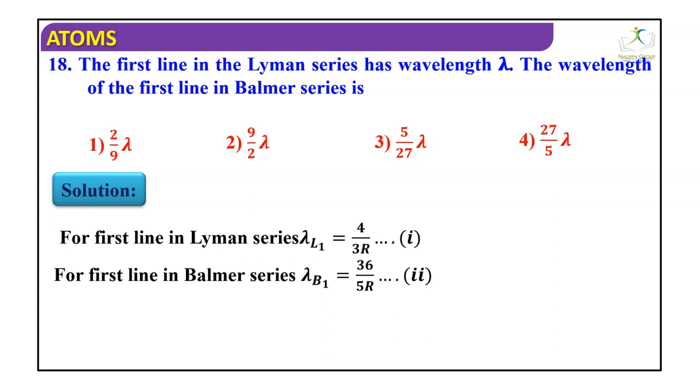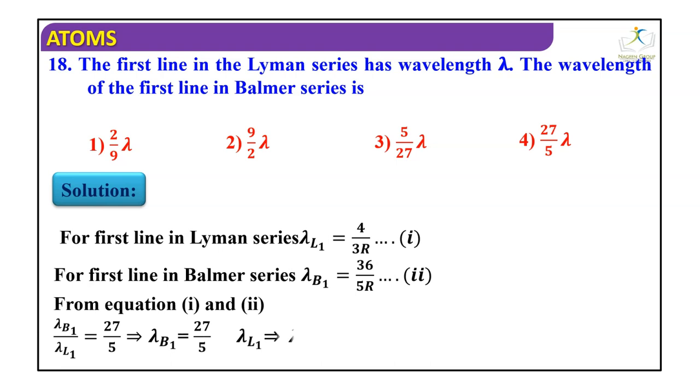For the first line in the Balmer series, lambda B1 is equal to 36 by 5R, which is equation number 2. So from equations 1 and 2, we can say that lambda B1 by lambda L1 is equal to 27 by 5, so lambda B1 is equal to 27 by 5 times of lambda, which is option 4.